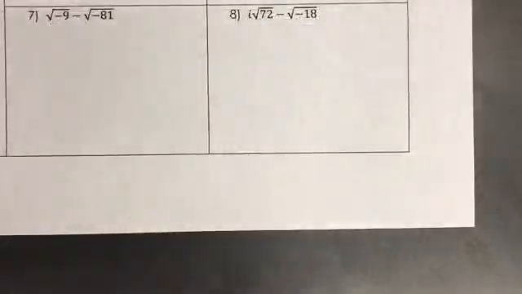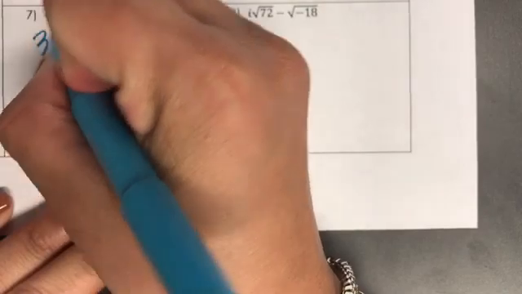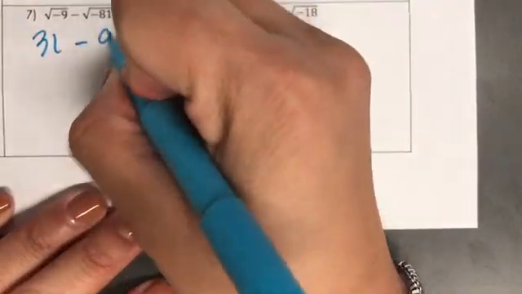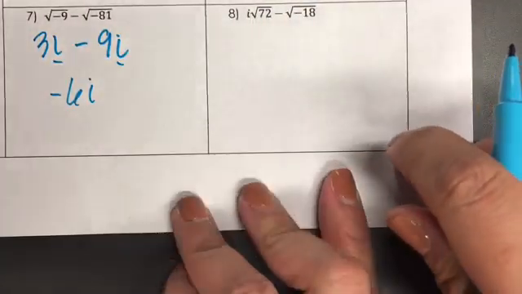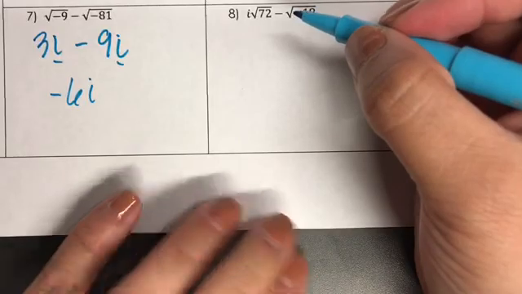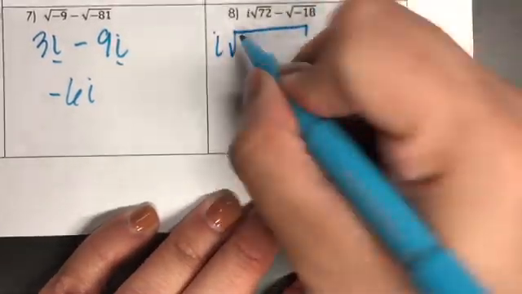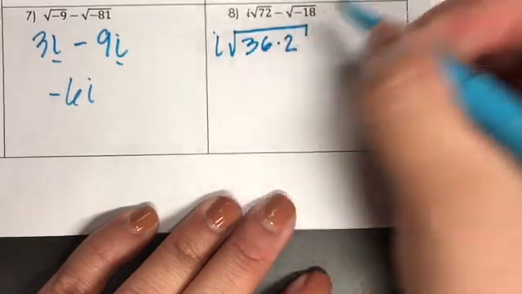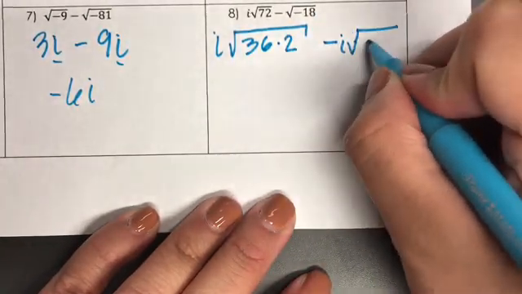So we're going to say the square root of negative 9 minus the square root of negative 81. This is going to be 3i minus 9i. We're simplifying, and it's going to be negative 6i. Now you have number 8. We're going to have i. We're going to expand 36 times 2 minus the i, square root of 18.